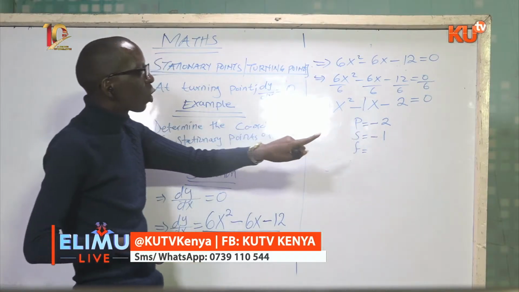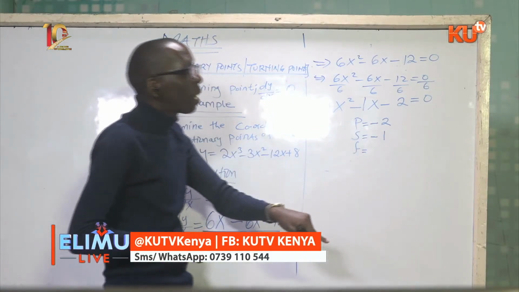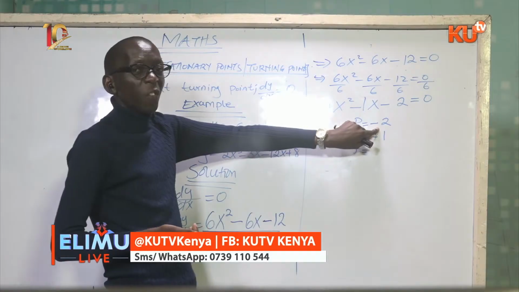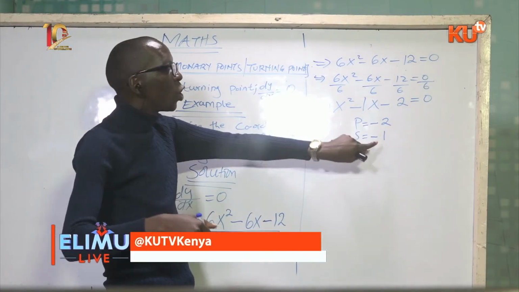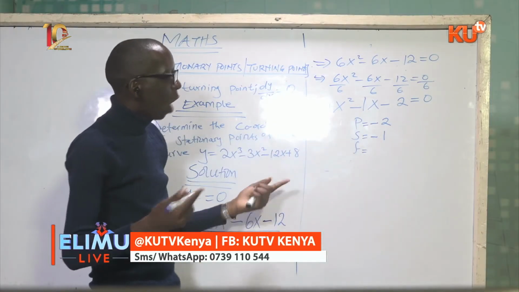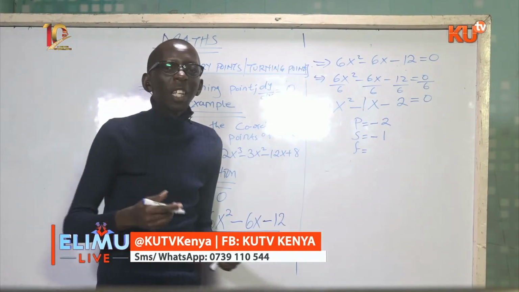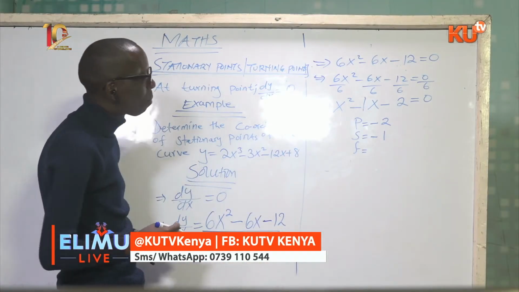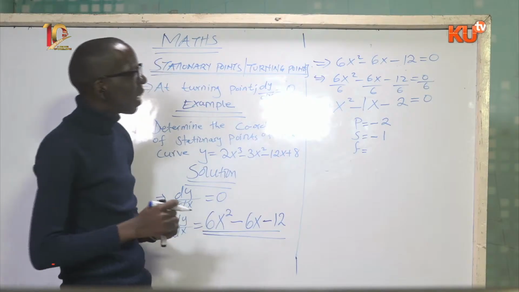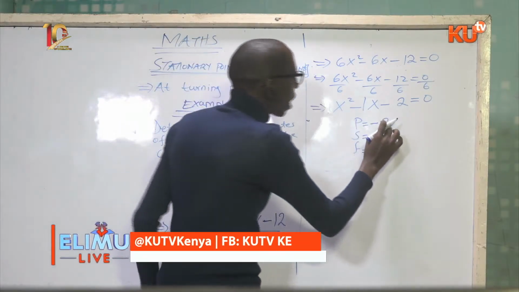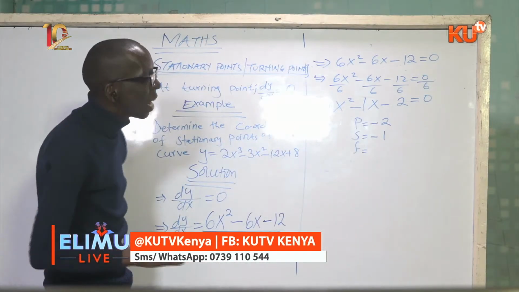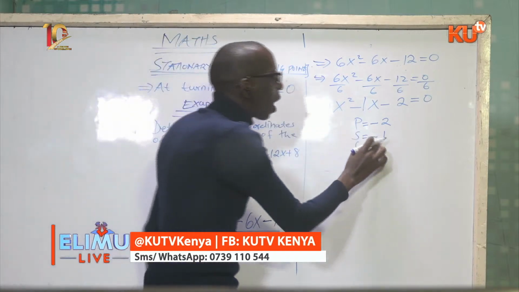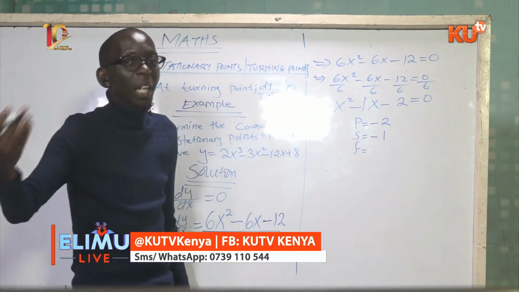Our factors are 2 numbers. When you multiply them, you'll get negative 2. When you add them, you'll get negative 1. So I know back at home as you watch this, you are trying to get those 2 numbers, which multiply to negative 2 and add to negative 1. Let me teach you how to get the numbers.